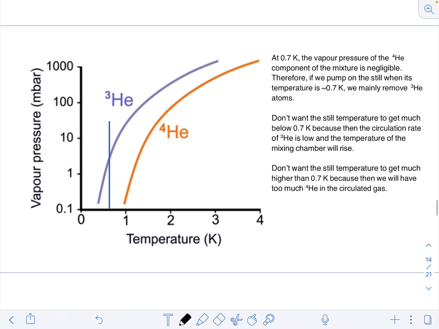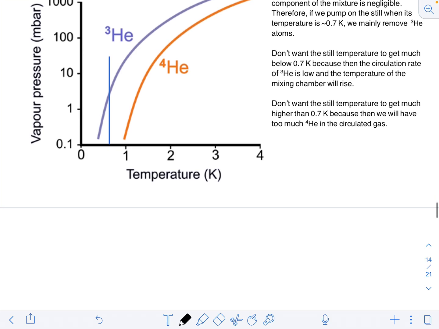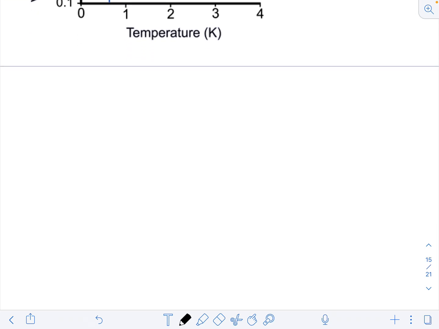I think the slide that I skipped here is just talking about the temperature of the still, which is about 0.7 Kelvin. We mainly remove helium-3 atoms, but we don't want the temperature to go too high because that will add helium-4 into the circulated gas. Okay, so now we can do our aside, which is osmotic pressure.